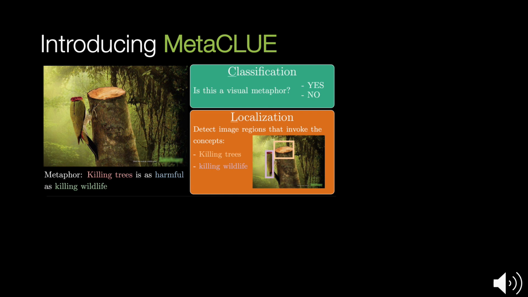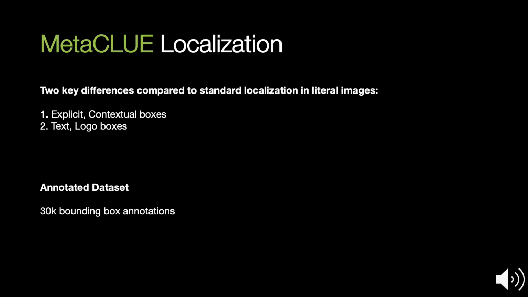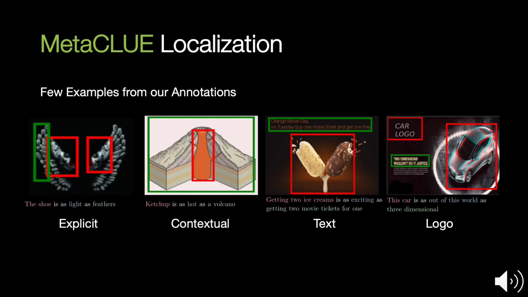Next, we introduce the localization task, where the goal is to localize the image regions that invoke either the primary or secondary concept in the viewer. There are 2 key differences compared to standard localization in literal images. A given concept can be present in the image either explicitly or in a contextual manner. In multimodal metaphors, a concept can be invoked by other modalities such as text or logo. We collected over 30K bounding box annotations for this task. Here are some examples of diverse bounding boxes from our annotations.